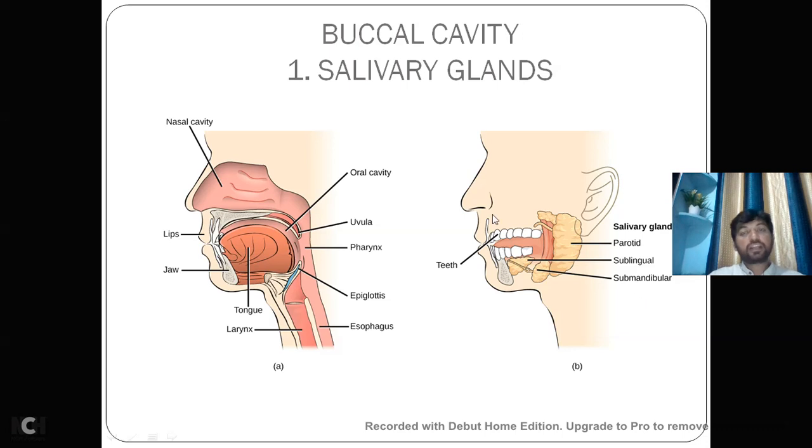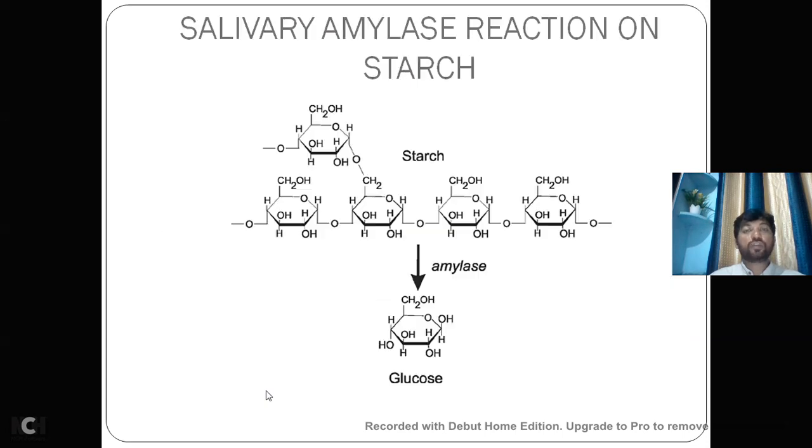And teeth work in mechanical digestion, and salivary glands secrete the saliva which contains the salivary amylase, which will break down the starch to glucose. These things happen in the buccal cavity. After that, we will swallow the food. That food we call a bolus. That bolus will pass through the pharynx and it will enter into a muscular tube. We also call it the food pipe, and it is also called the esophagus. Now let us understand about the esophagus.